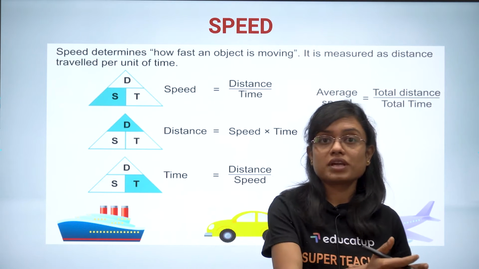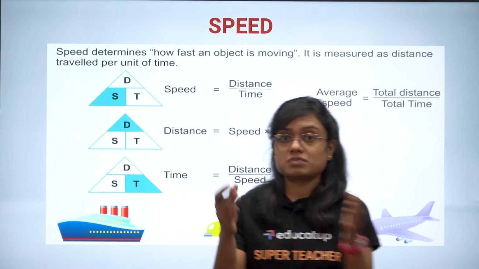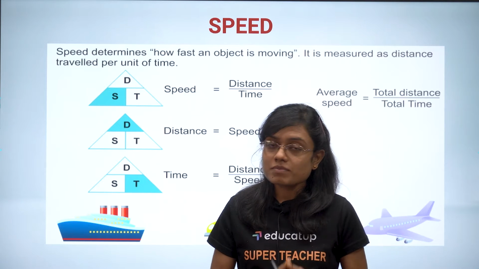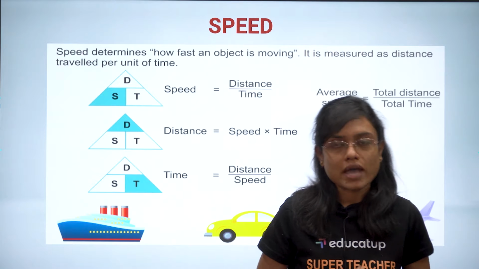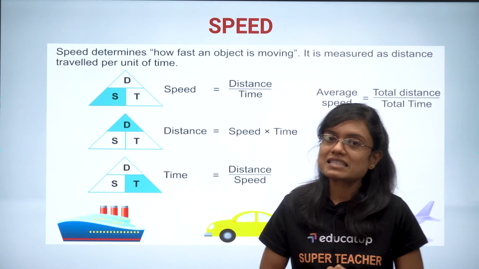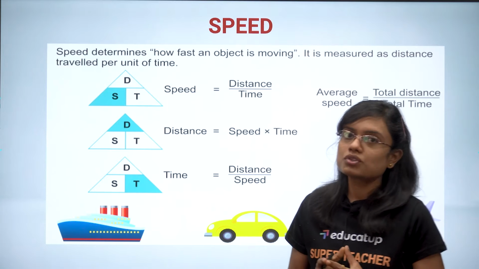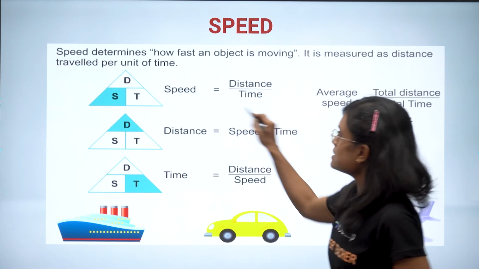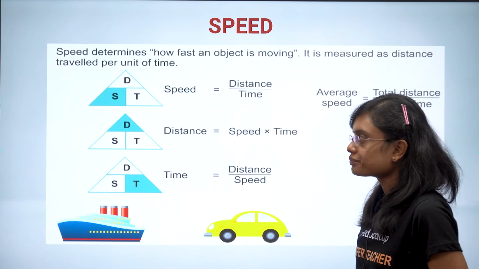We obviously always observe the speed of the object, the speed of the body. Whether it is moving fast, that means the speed is high. If it is moving slow, that means the speed is low. So speed determines how fast or slow an object or a body is moving. It is measured as distance traveled per unit time. You know the formula for speed, and that is distance upon time.